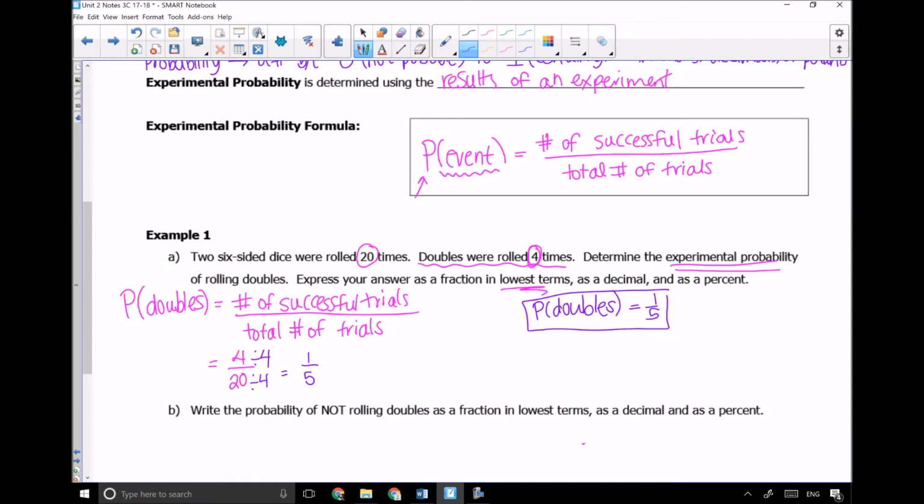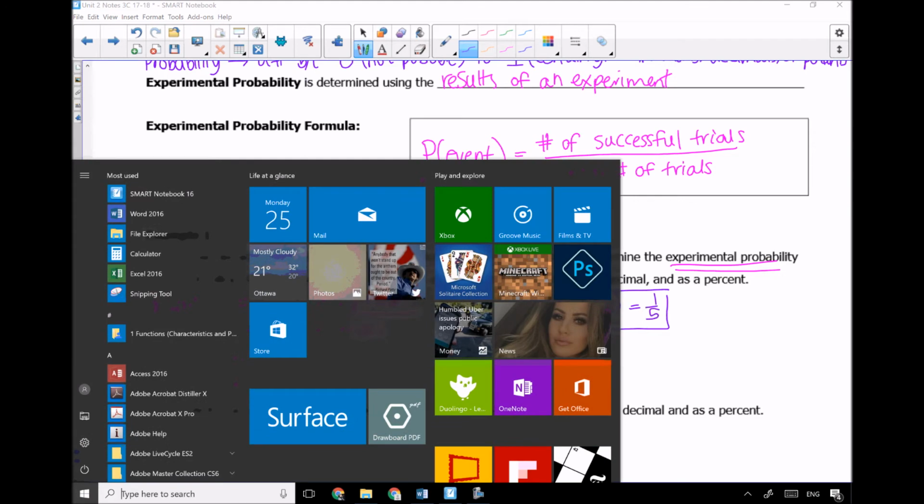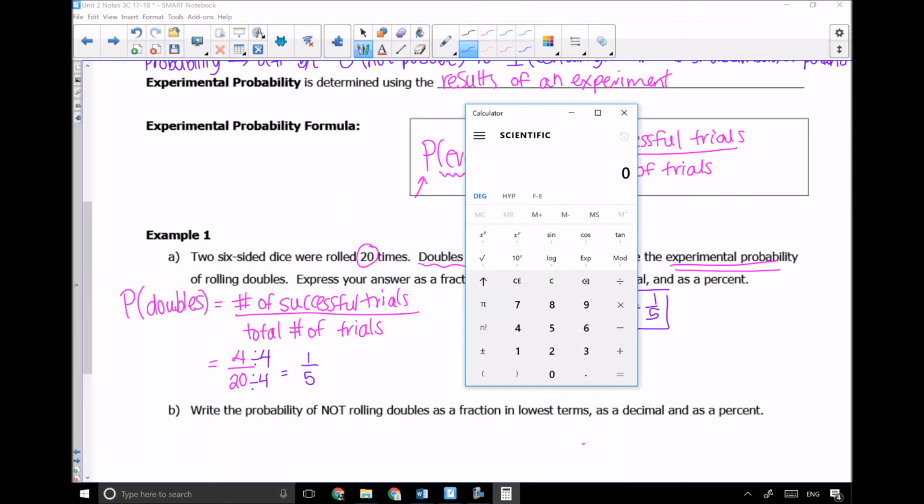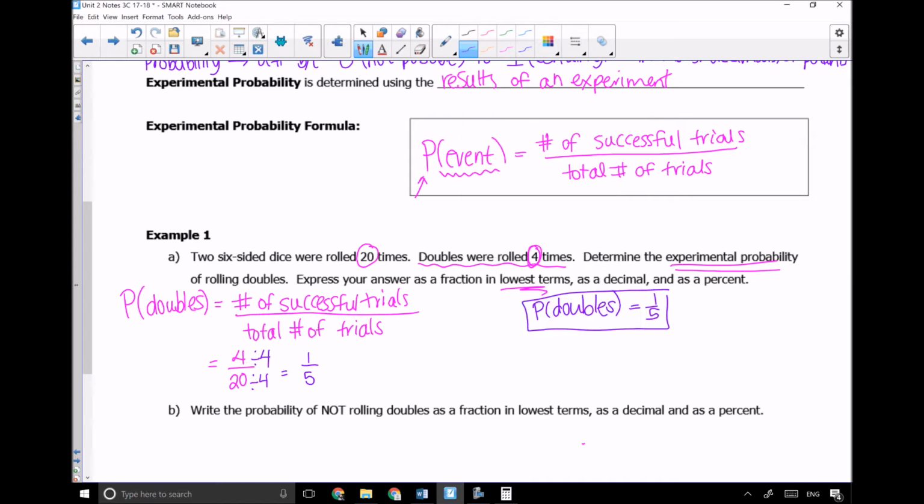But we also need to write our probability as a decimal. So what we're going to do is open up our calculator, and we're going to divide 1 by 5, because that's what this fraction is saying, 1 divided by 5, and we end up getting 0.2. We could also take 4 and divide it by 20, either way, and we still get 0.2. So the probability of doubles as a decimal is 0.2. Okay, which means that as a percent, the probability of getting doubles is simply 20%, because 0.2 means 0.20, it's 20 hundredths, so it's 20%, because percent is always out of 100.